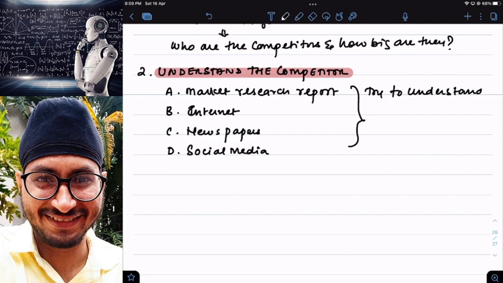Here, I will try to understand. I'll go through all the data about my competitor and try to understand the products and services offered in market. Simple. I will go through the newspapers, internet, social media, market research reports, industry reports, all these things, and find out what type of products and what type of services my competitor is selling in the market.